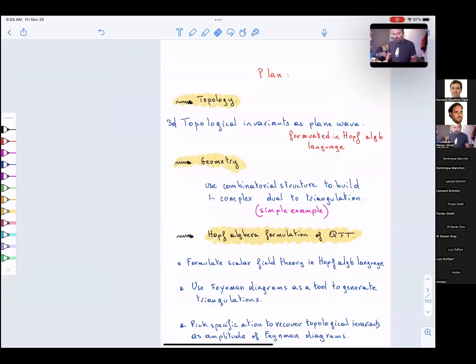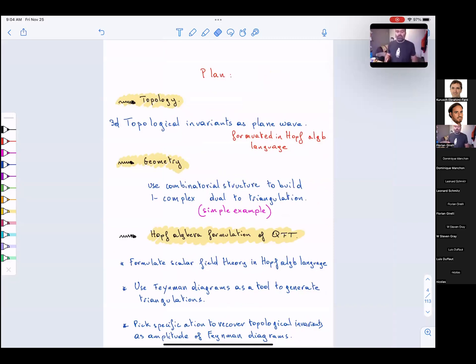And then I will try to merge these two concepts and use some Hopf algebra formulation of quantum field theory, just for example, Euclidean. So I will try to define a scalar field theory whose Feynman diagrams I will interpret as generating triangulations, and we'll see that the amplitudes will actually be topological invariants. So that's the plan.